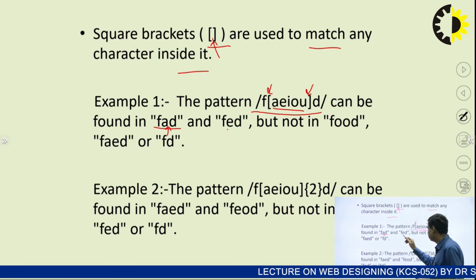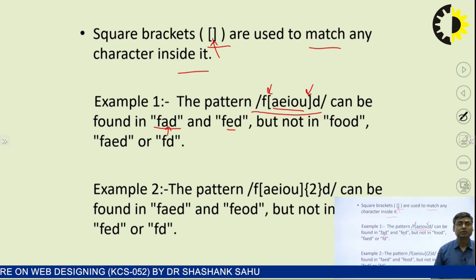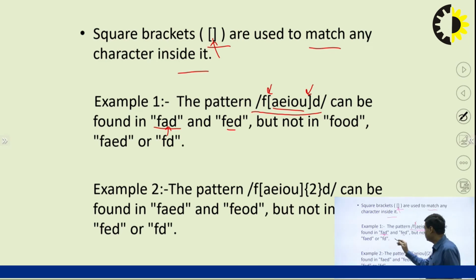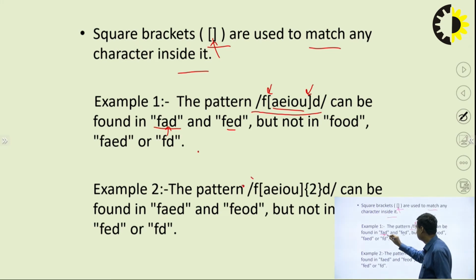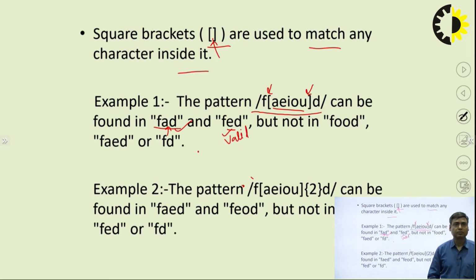Then we have E. E is again part of the set of characters within the brackets. So both these strings are valid. But it is not present at this position. Why? Look for this one, found in A, E, and okay. Go ahead with the second example.